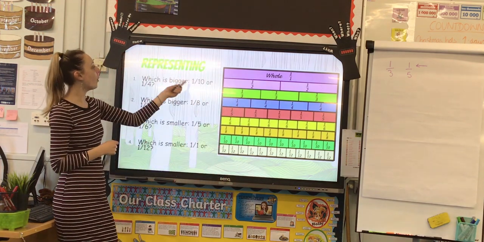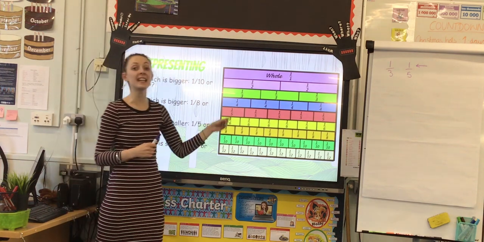So which is bigger, 1/10 or 1/4? Now I need to look at my fraction wall for this.